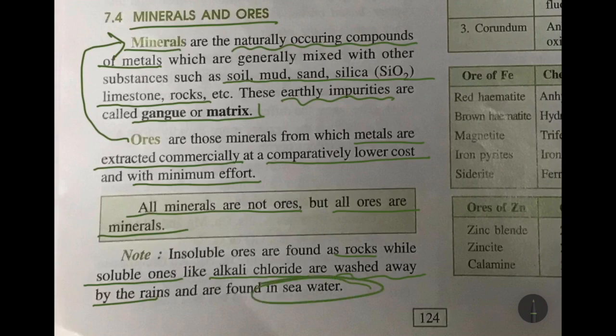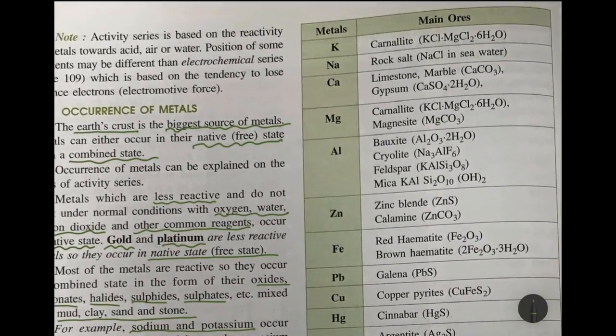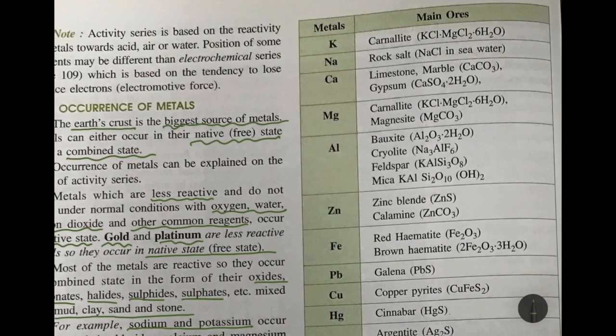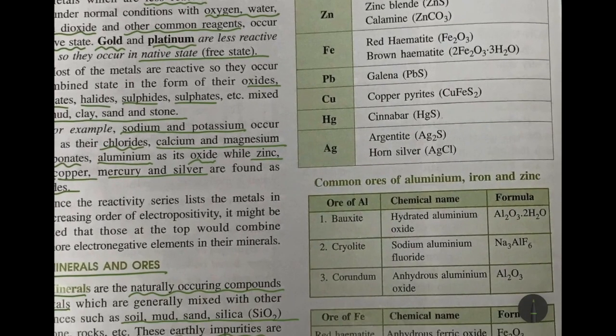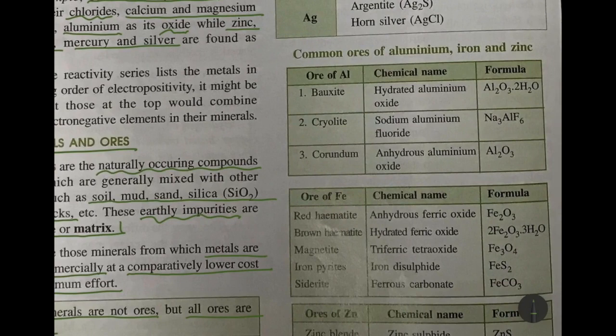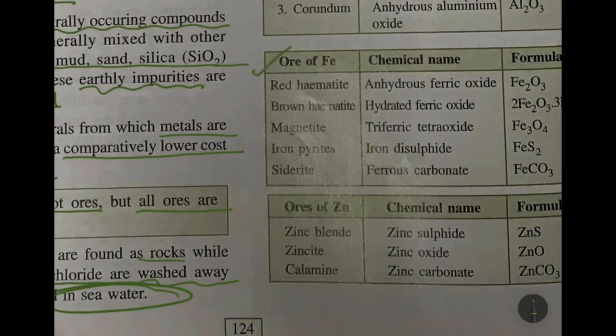So we'll stop here today, children. For your assignment, please do the table that you see here, the main ores of the metals according to their activity series, and write down the common ores of aluminum, iron, and zinc. This and this table, and as always, submit it day after tomorrow.